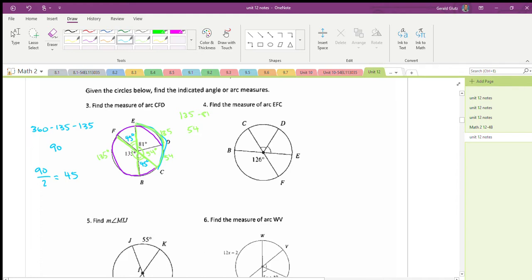So now we know what all the angles are, so now I can figure out the arc CFD, the arc length of CFD. So it's this purple arc that goes all around the circle except for this 54 degrees. So really, once we found this one, we could have stopped. We could have just done 360 minus 54 and got 306.